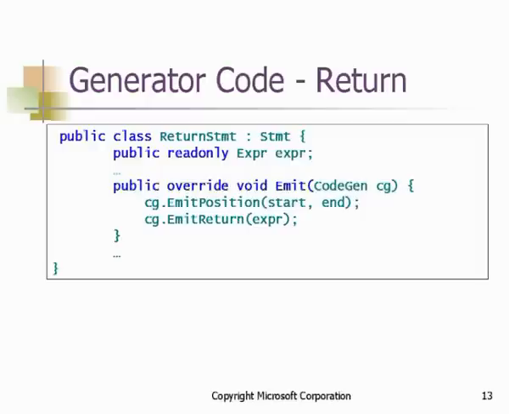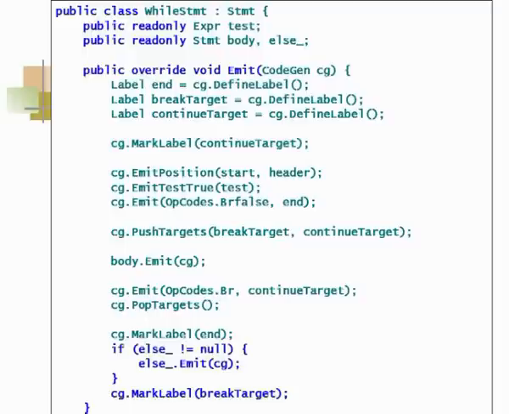And here we just emit the position of the return statement, because we want to keep track of that, and then we emit a return that generates the expression. I realize this has got a little bit too much hidden behind the scenes here. Sorry about that. Let me go to while, where there's nothing hidden behind the scenes, which is why it takes up the whole slide.